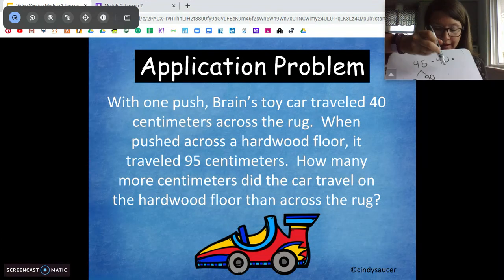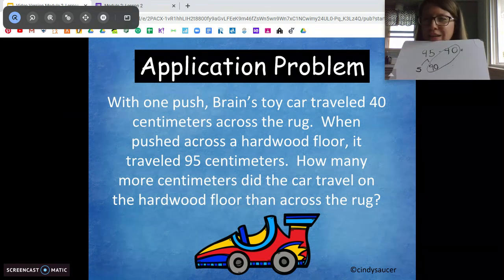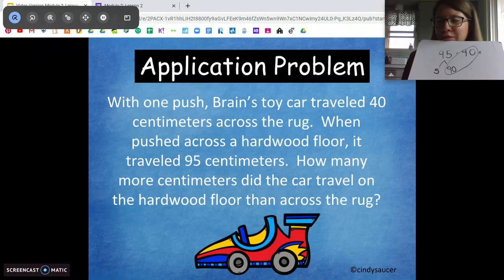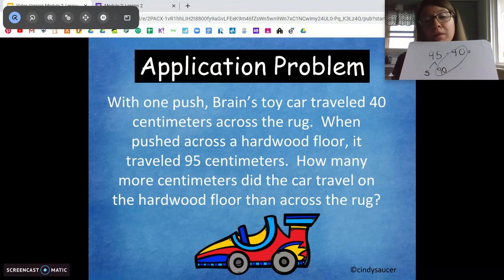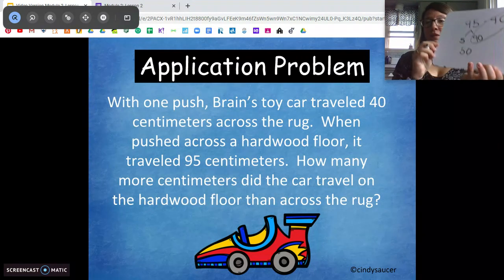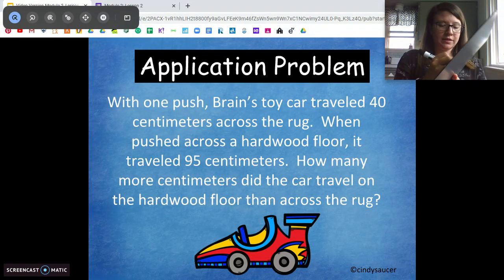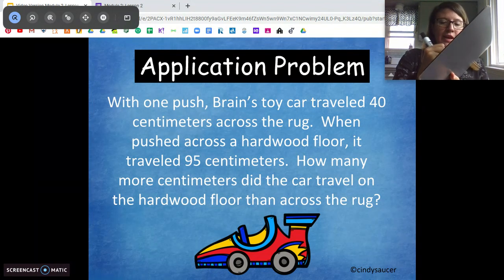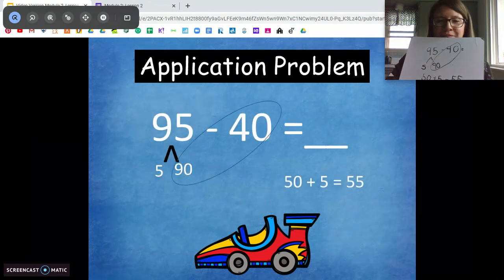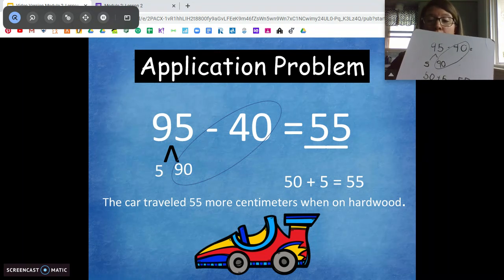Now, I can subtract like units. These are both numbers of 10. So I can do 90 minus 40. What's 90 minus 40? Think about what 9 tens minus 4 tens is, or what 9 minus 4 is. It'd be 50, right? And then our next step is just to add in our extra ones that we left over. And we get our answer of 55. Awesome. So, the car traveled 55 more centimeters on the hardwood than on the rug.